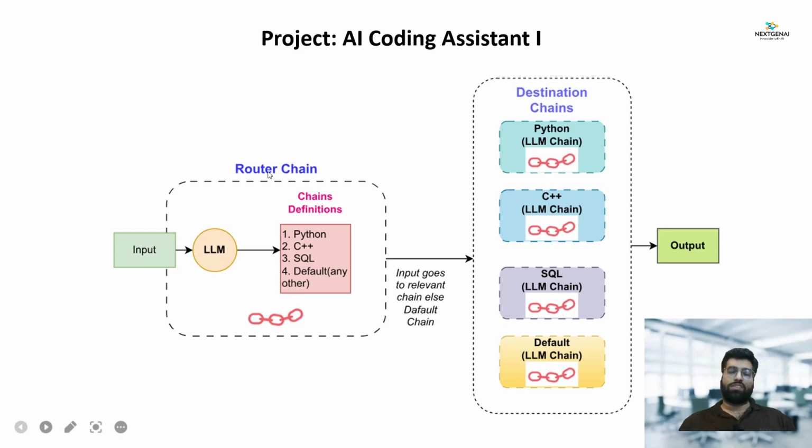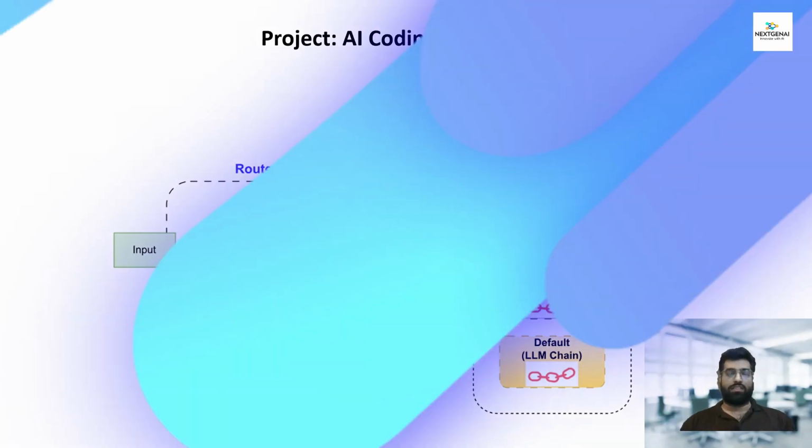If the router chain thinks that it should not route the input to these three chains, the input will automatically be routed to the default chain. The default chain is very independent, and it can give you any sort of output. But these three destination chains can only function as per the definitions that we have assigned them. This is the basic functionality that we are going to develop in our code. So without any waste of time, let's start.